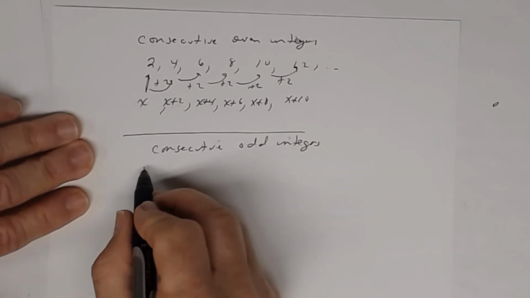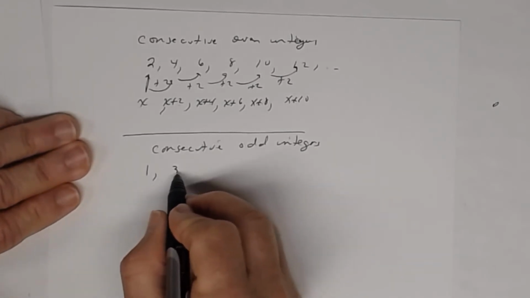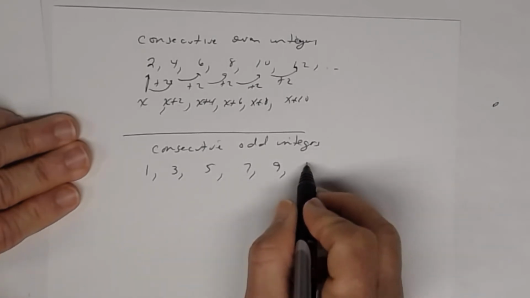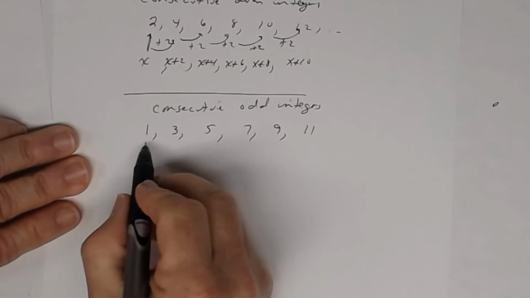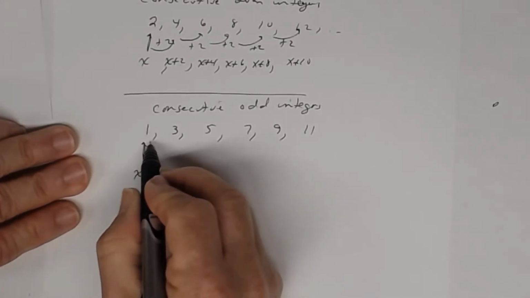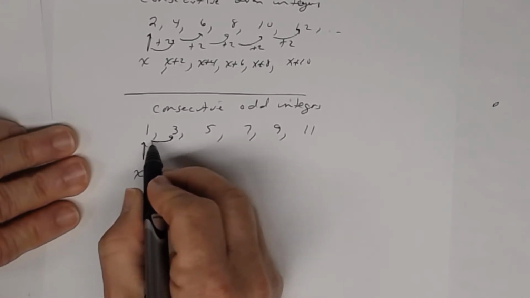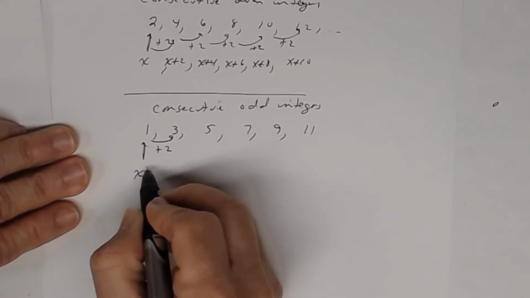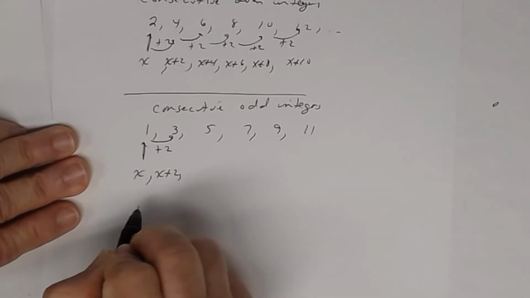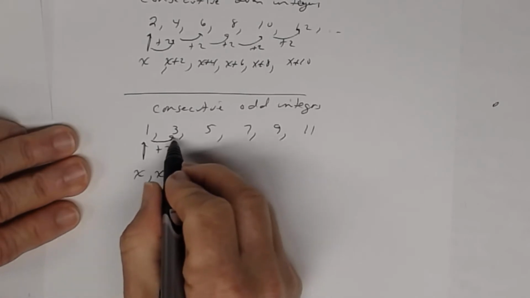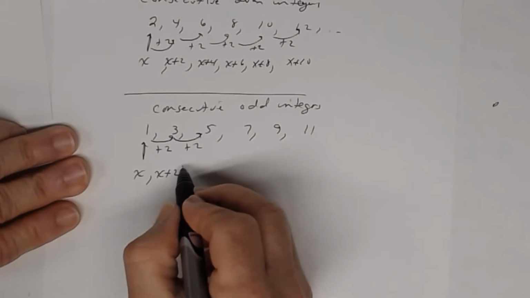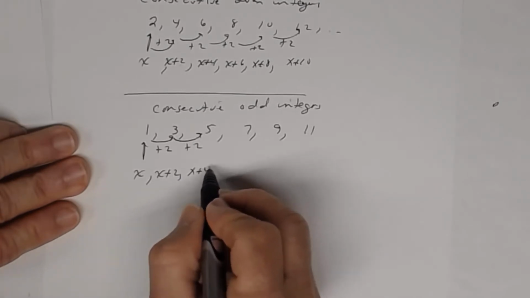Okay, consecutive odd integers. So, for example, 1, 3, 5, 7, 9, 11. Listen carefully. If x is your first one, then to get to this 3, I added what to 1 to get 3? I added 2. So x plus 2 would be the second odd integer. Then what do I add to 3 to get 5? Plus 2, right? So x plus 2 plus 2 is x plus 4.